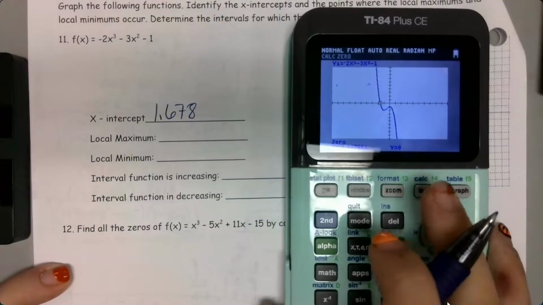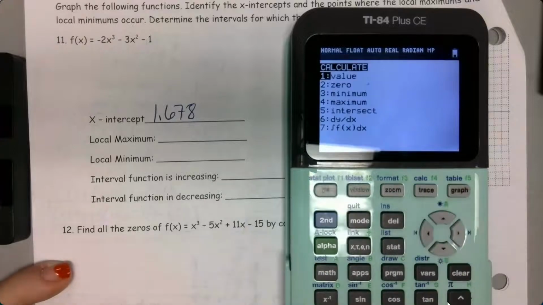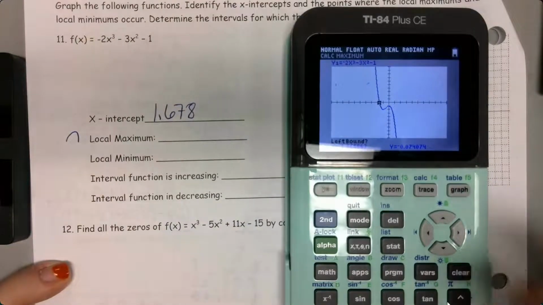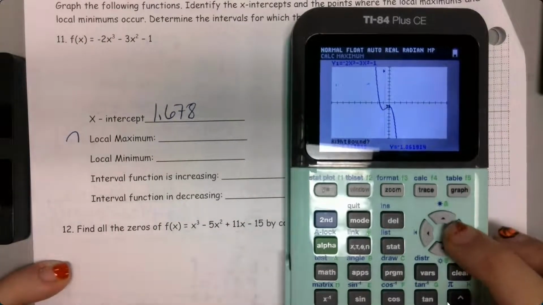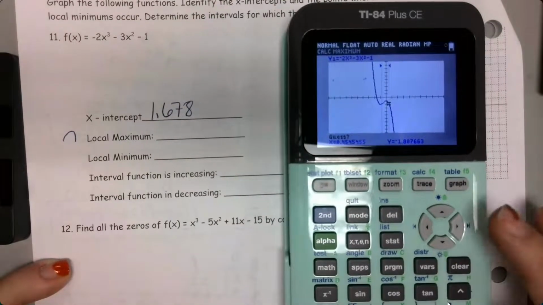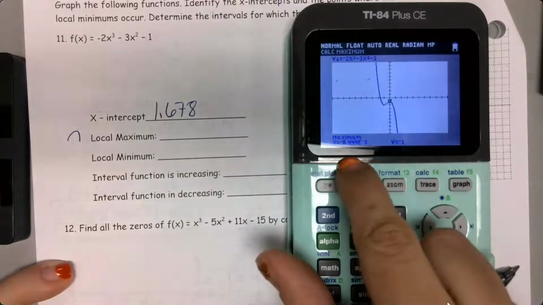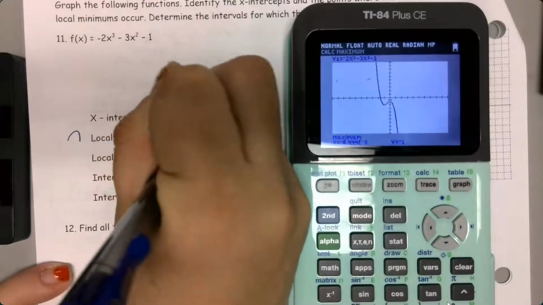Then I want to figure out where my local maximum is, so I'm going to go second calc. I'm going to choose choice 4 for maximum. Remember, maximums are like mountains, so I'm going to go to the left side of that mountain, press enter, arrow over to the right, press enter twice. When the calculator gives you a weird number with an e, it's really trying to say 0. So this happens at 0, -1.